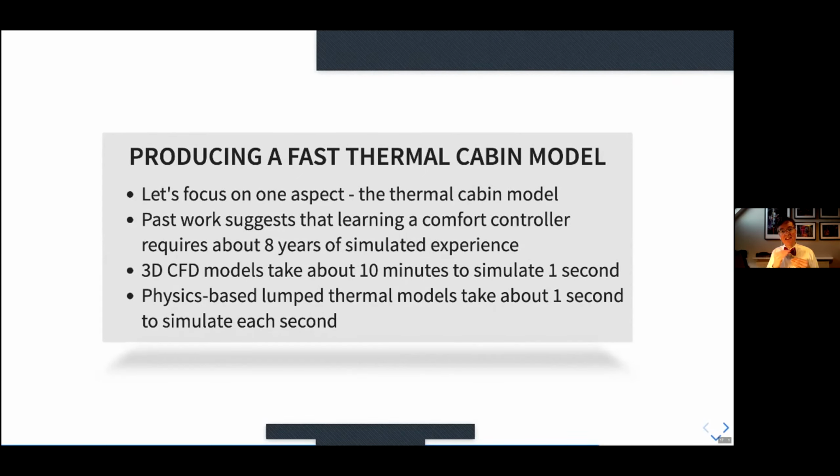Now, you can have simpler models, so physics-based models, which are based on simulating really just 1 or 2 points in the cabin, but then they still take quite a long time to compute, maybe about a second per each simulation second.